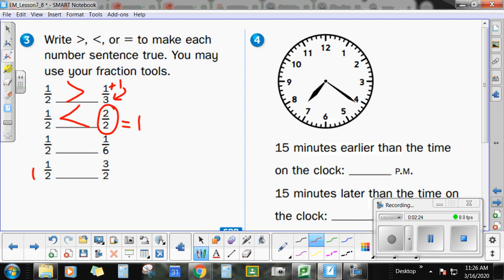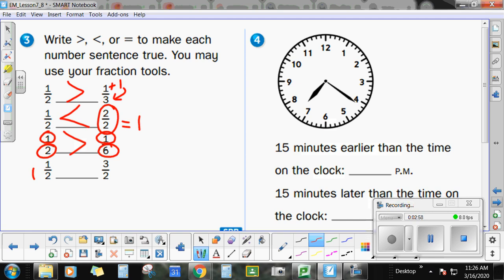Okay, comparing 1/2 to 1/6. Now, also, think about it this way. What did we learn in the math message? When the numerators are the same, like in 1/2 and 1/6, look at the denominators. The bigger the denominator, the smaller the slice. So this pizza is cut up into 6 slices. This pizza is cut into 2 slices. So of course the pizza in 6 slices is going to be smaller. So open up that crocodile mouth to 1/2. 1/2 is greater than 1/6.